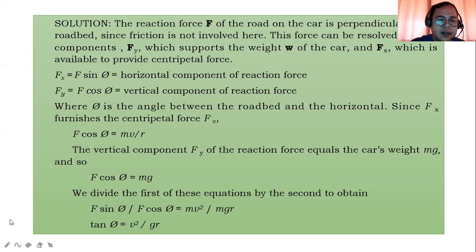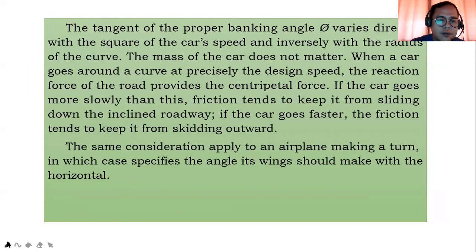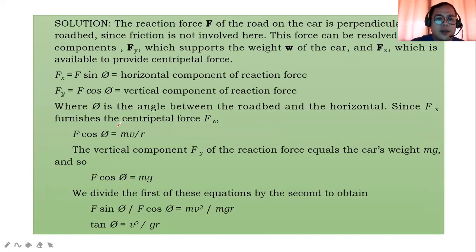F sine theta is equal to mv squared over r. So the vertical component Fy of the reaction force equals the car's weight mg. And so F cosine theta is mg.